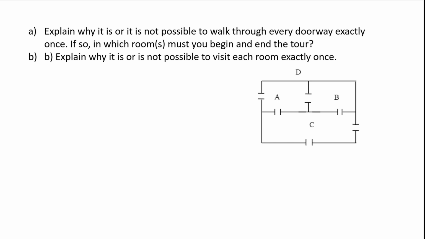Explain why it is or it is not possible to walk through every doorway exactly once. If so, in which room or rooms must you begin and end the tour? And B, explain why it is or it is not possible to visit each room exactly once. So, I'm going to make a graph using vertices and edges, and I'm going to let vertices, that's the little dots, represent rooms, and edges represent the connecting doorways.